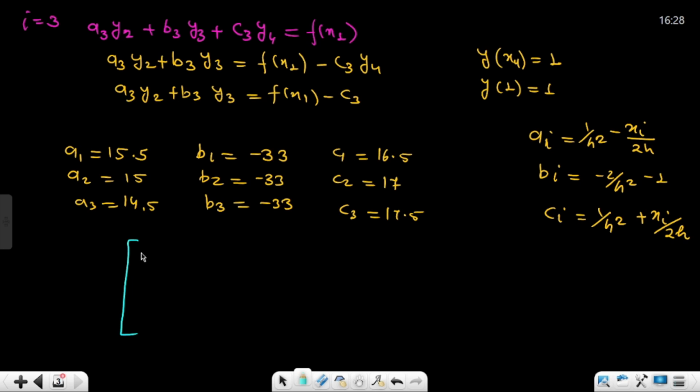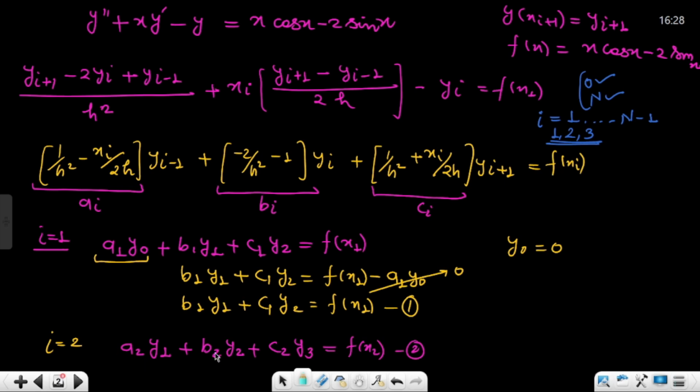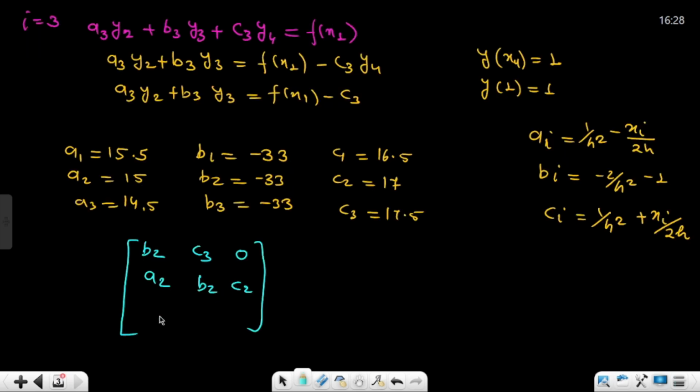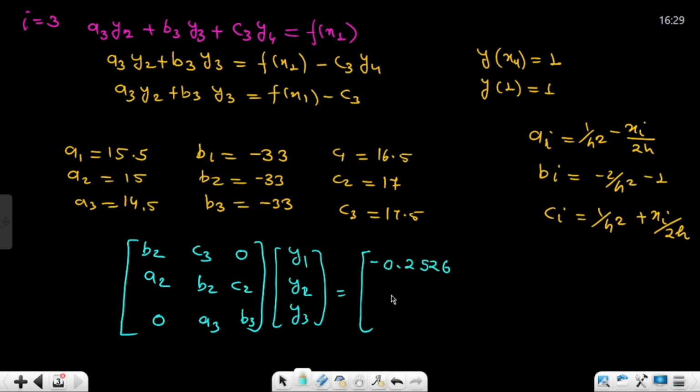Okay, so we will have the coefficient matrix with b1, c1, 0, and a2, b2 and c2, and then 0, a3 and b3. You can see this is the tridiagonal system of equations. Then we want to calculate y1, y2 and y3 only. So the right hand side, we have calculated all of it: 0.2526, minus 0.5200 and minus 18.3145. All these values we have calculated with the help of a calculator.